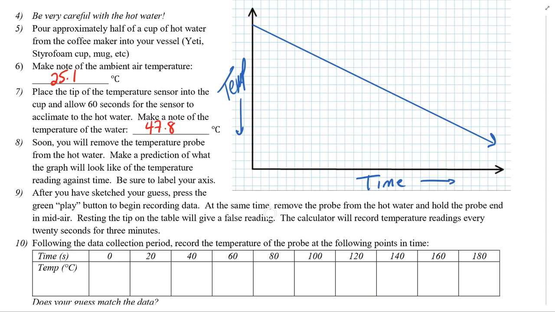And at the same time, pressing the play button will remove the probe from the hot water and hold the probe in mid-air. We don't want to rest the tip on the table because that would give a false reading. The calculator is set up to record temperature every 20 seconds for a total of 3 minutes. So yes, we are going to sit here and watch this device take temperature readings for 3 minutes. So without further ado, I will begin.